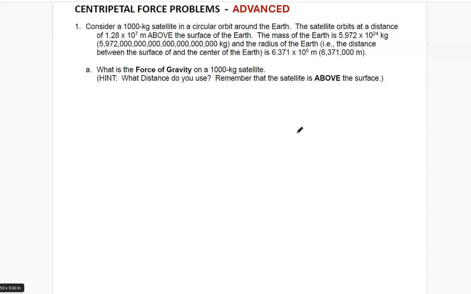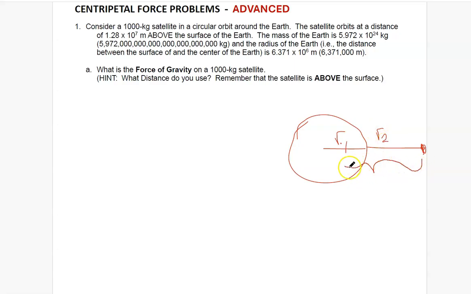So let's do a little diagram here. We've got the Earth, and it has a certain radius. We'll call that radius 1. And the satellite is at an additional distance away from the surface. We'll call that R2. So the distance to the center of the Earth is the sum of those two distances. Call that R total. And that's going to be the sum of the distance above the Earth and the radius of the Earth. We have to add those two to get the distance between the satellite and the center of the Earth.